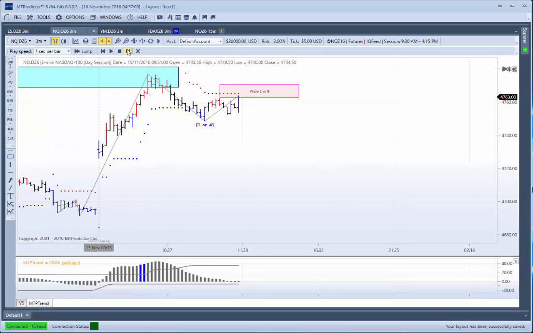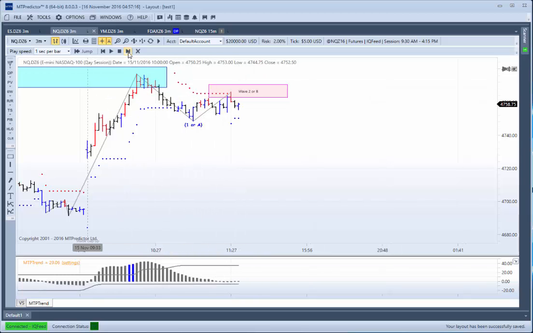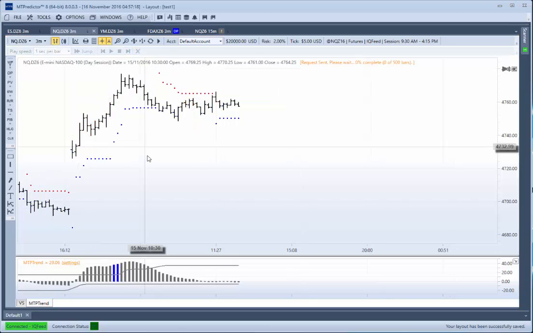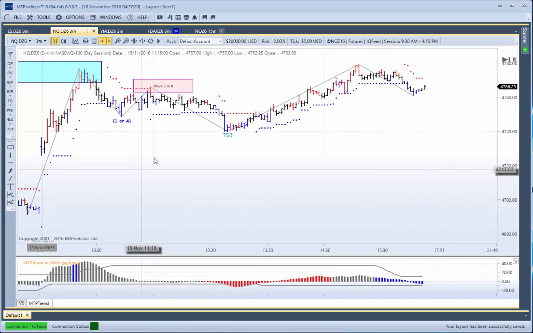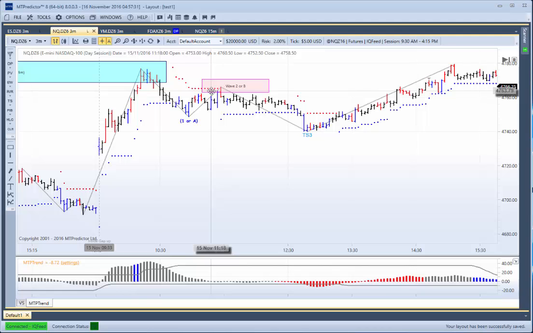So let's step forward and you can see this is exactly what happened. The market went up into this level here. It then started to decline down. If I turn training mode off, you can see it declined down quite nicely before we got a buy setup later in the day here, which wouldn't have been a tradable one because it's against a red MTP trend. So what are the conditions for a holy grail trade setup?